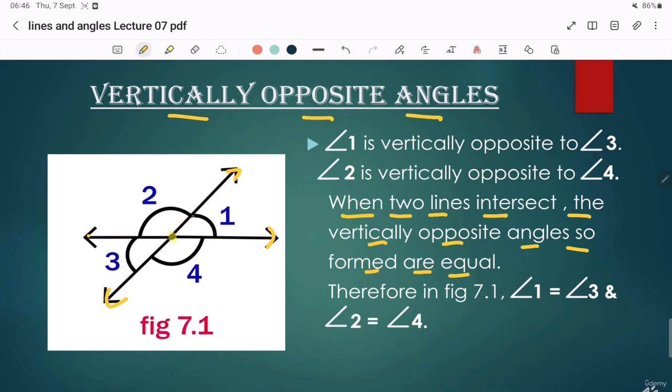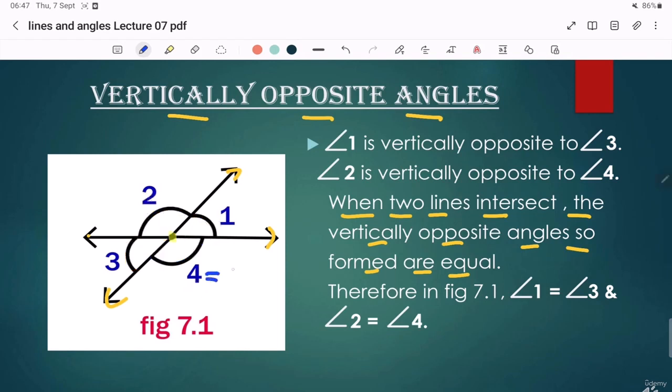Now we are having 4 angles. This is angle 1, this is angle 2, this is angle 3, and this is angle 4. So what are vertically opposite angles? This is angle 1 and this angle 3 are vertically opposite angle pair. As you can see, they both are vertically opposite to each other. And this angle 2 is vertically opposite to angle 4, or you can say angle 4 is vertically opposite to angle 2. And these vertically opposite angles are equal.